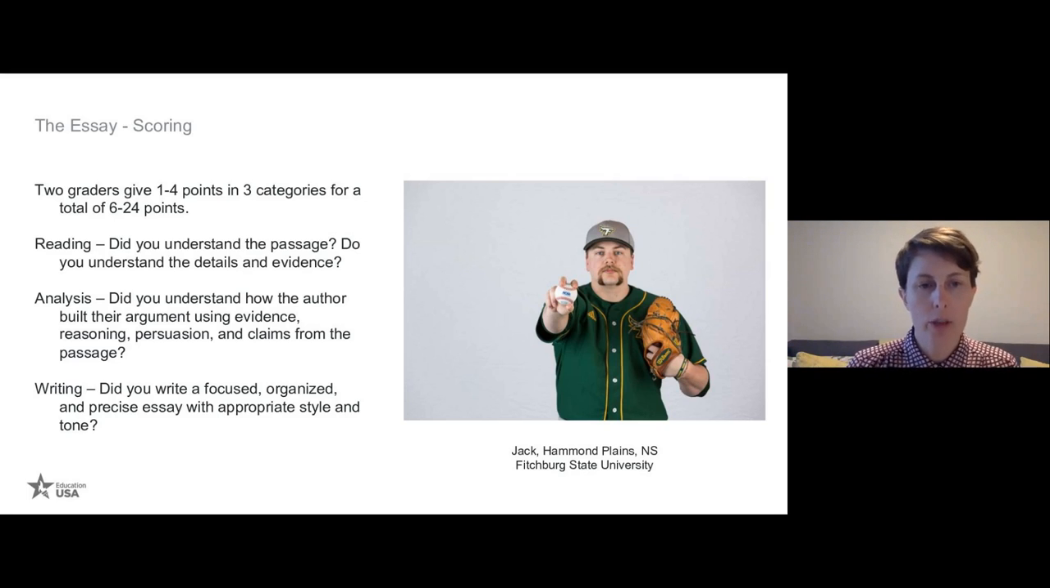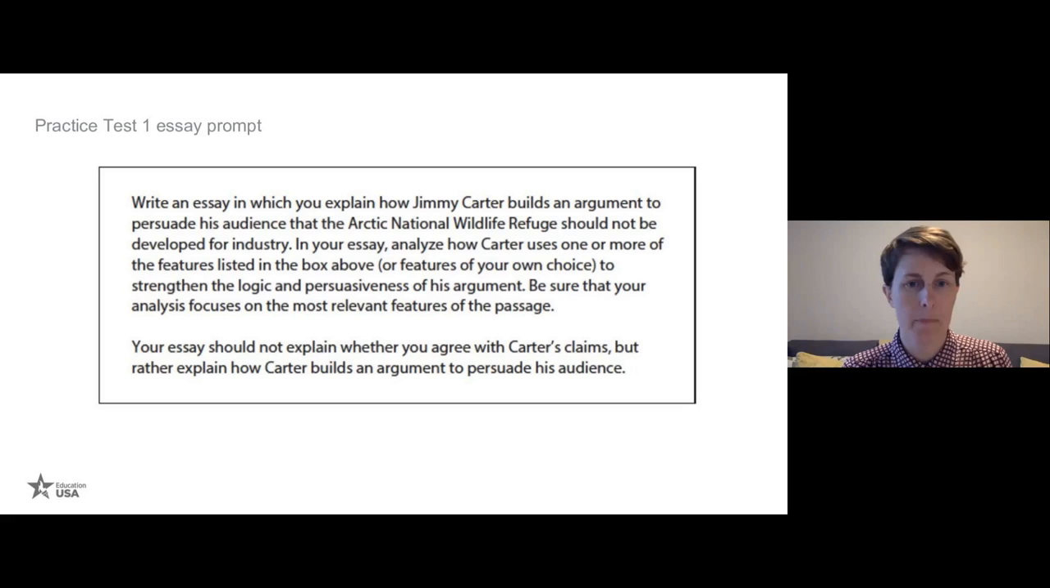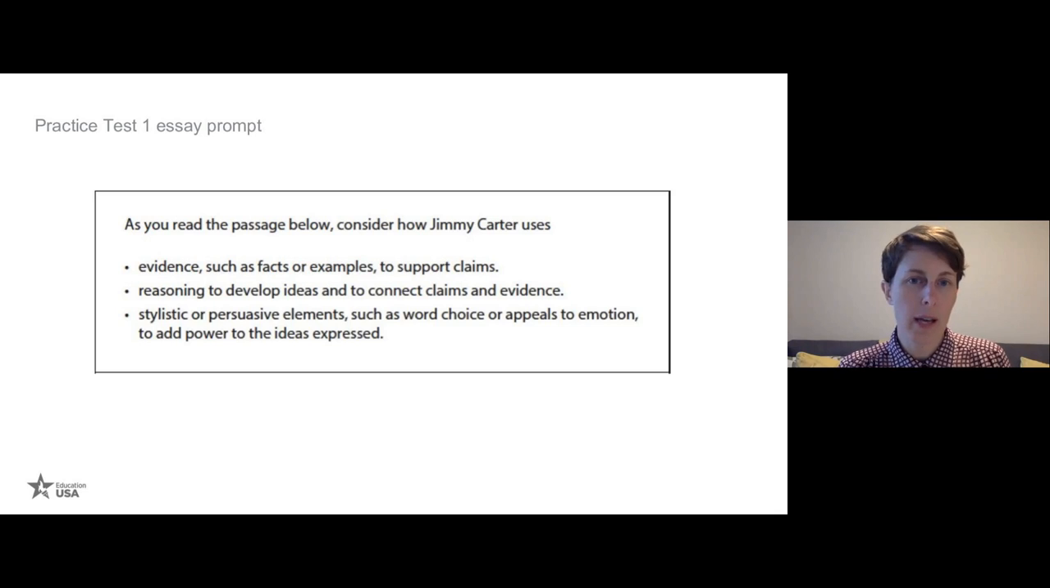And lastly, writing. Did you write a focused, organized, and precise essay with appropriate style and tone? So writing is the actual mechanics of writing the essay, writing a 5-paragraph essay, having an intro and a conclusion, your body paragraphs, having a point, and having examples. This is what the essay was for practice test one. It's about Jimmy Carter and talking about the Arctic National Wildlife Refuge. And you'll always get this little piece of information that reminds you to take into consideration evidence, such as facts and examples to support claims, reasoning to develop ideas and connect claims and evidence, and stylistic or persuasive elements, such as word choice or appeals to emotion.